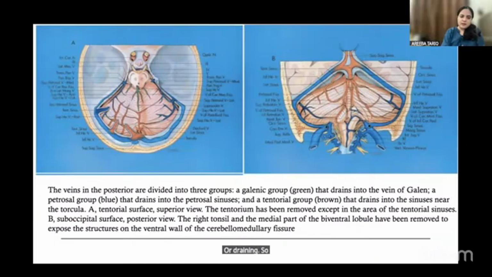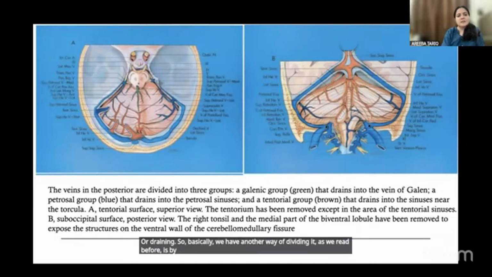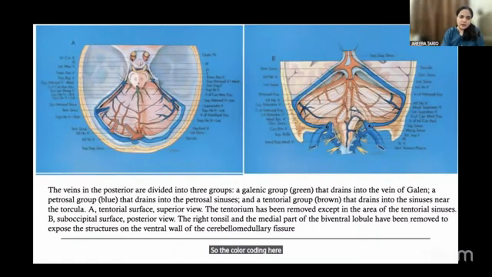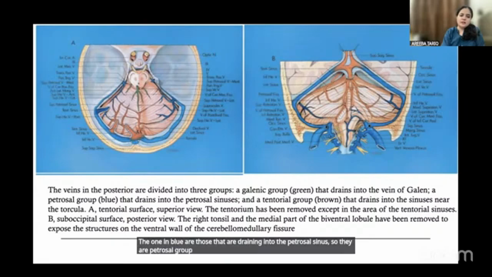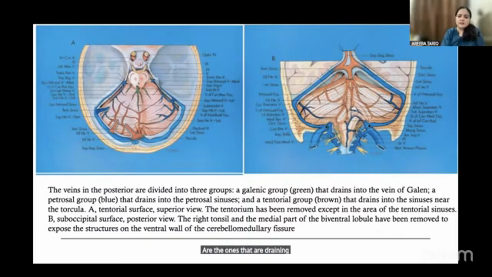Now, this is a diagrammatic illustration of how these veins are draining. So basically, we have another way of dividing them, as we read before, by the drainage system in which they are draining. The color coding here is that the green are the veins which are draining into the vein of Galen. So they are the Galenic group. The ones in blue are those that are draining into the petrosal sinus. So they are the petrosal group. And the ones that are brown or red are those that are draining into the tentorial sinuses. So they are known as the tentorial group.